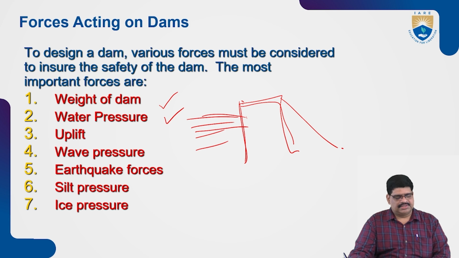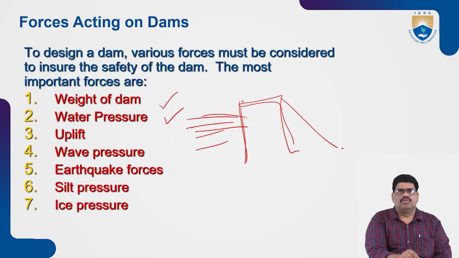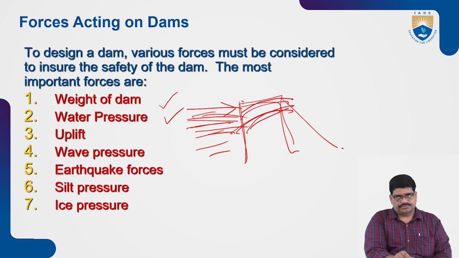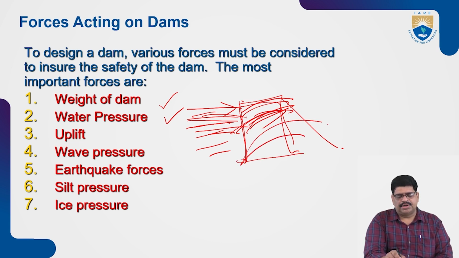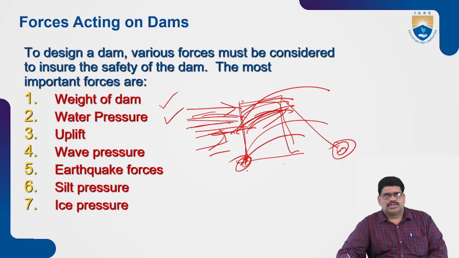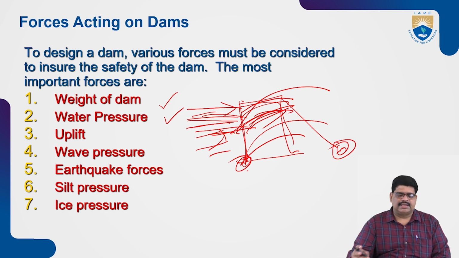Next, uplift pressure. In uplift pressure, what happens? Due to the force acting from the top level to the bottom, the dam may tilt due to the force of the water. That is why we consider uplift pressure. It can rotate about one point of the base, either the toe or the heel. This is the heel, and the heel may be uplifted due to the water pressure. This is the toe. So that is the uplift pressure we have to calculate.